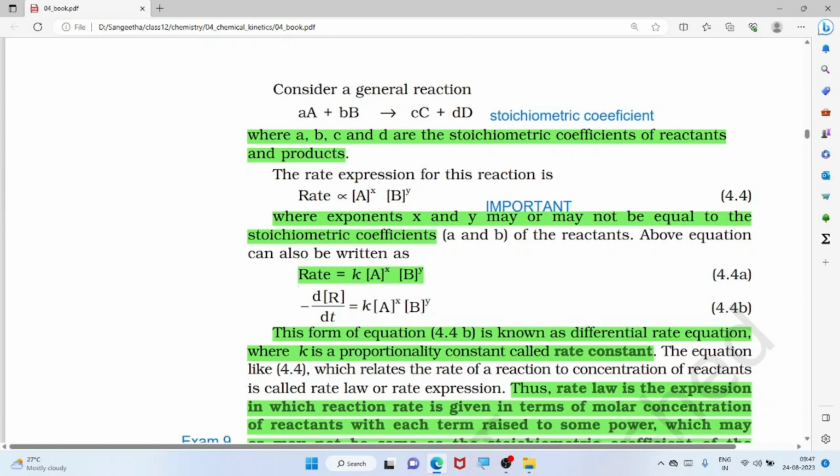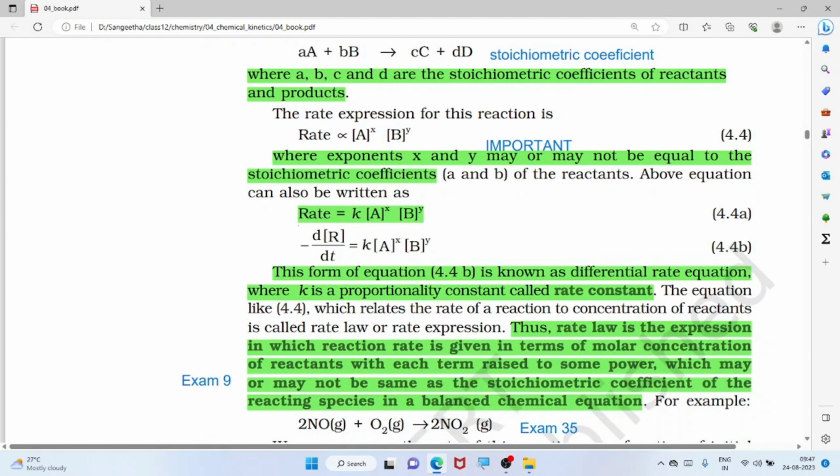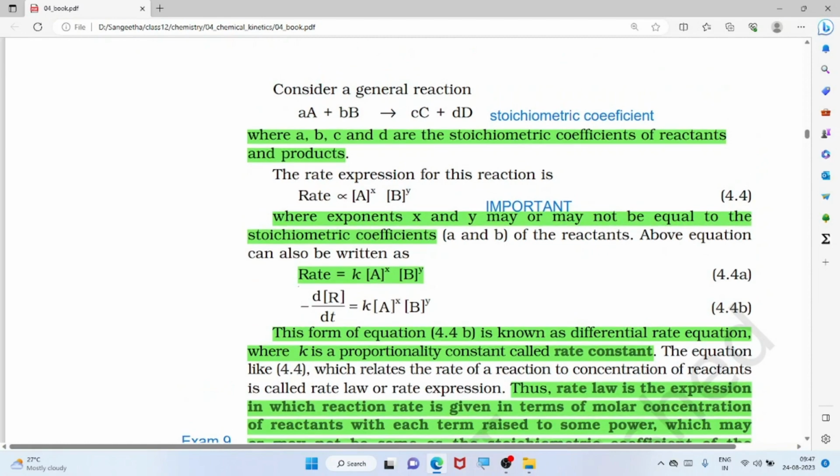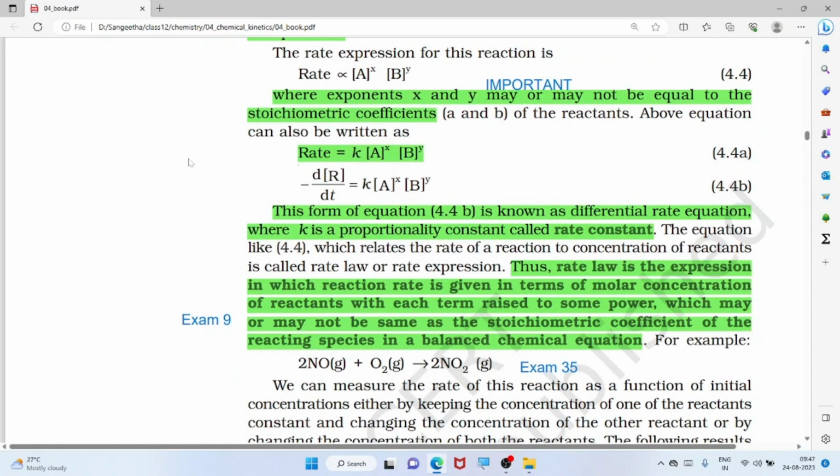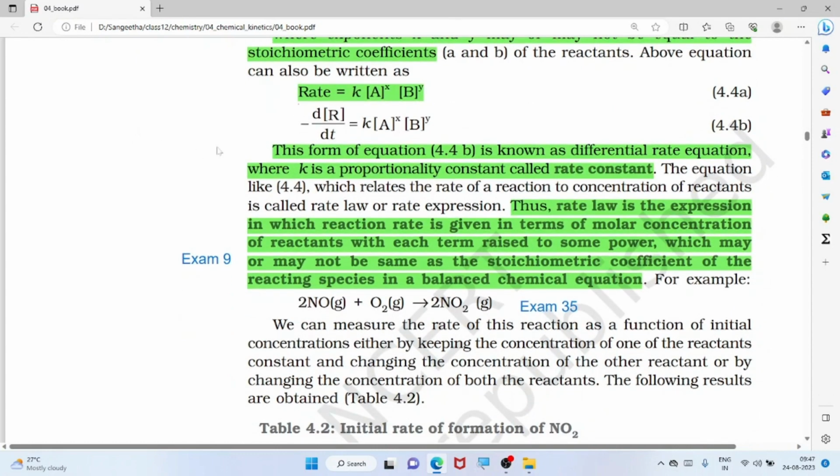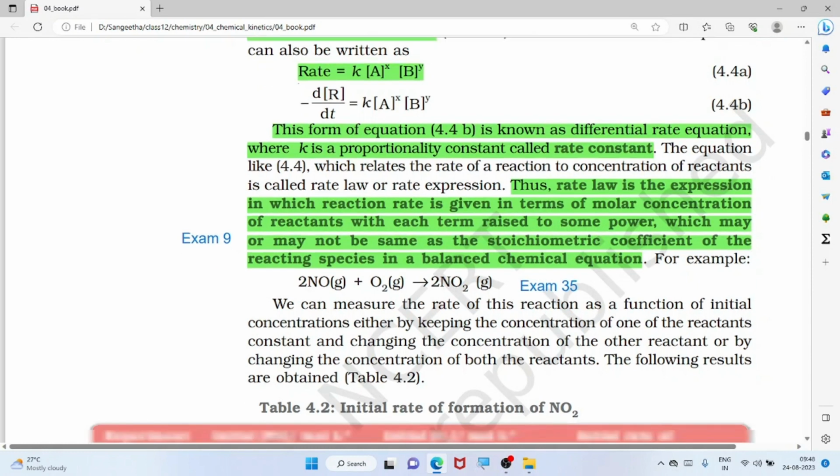This is the general form of the equation, where a, b, c, d are the stoichiometric coefficients of the reaction. So this rate law can be expressed as the concentration of the reactants raised to a power, where x and y may or may not be equal to the stoichiometric coefficients. So these powers x and y may not be equal to this a, b, c, d. This is the rate equation. The form of expression 4.4 is known as the differential rate equation, where k is the proportionality constant, the rate constant.